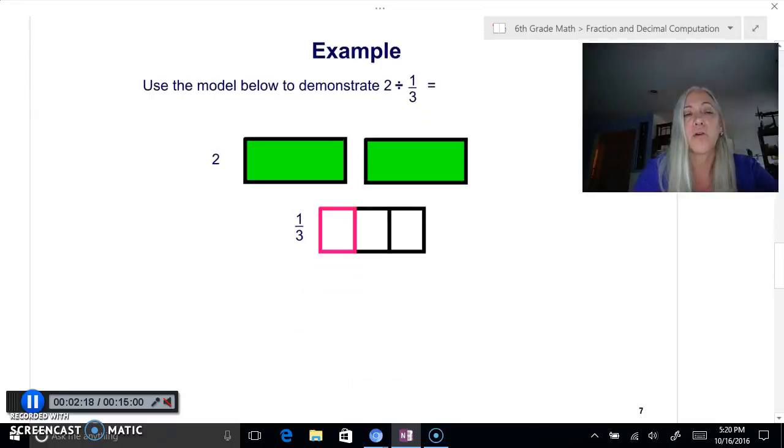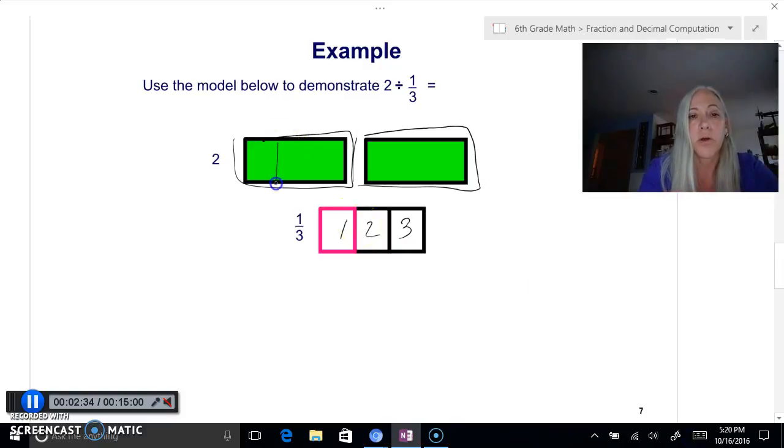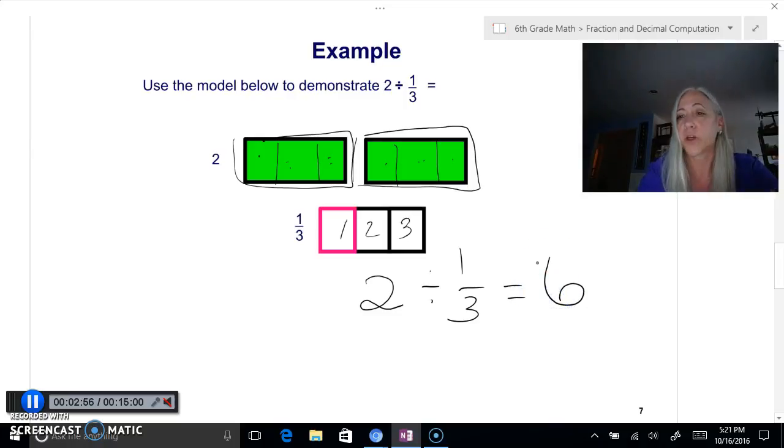Okay, so in this model, we're going to use 2 divided by 1/3. We start with 2 blocks, and we're going to break each block into 3 pieces. So we got 1/3, 1, 2, 3, and 1, 2, 3. So how many total pieces do we have? Let's count. 1, 2, 3, 4, 5, 6. So that would mean that 2 divided by 1/3 equals 6. Good? All right.